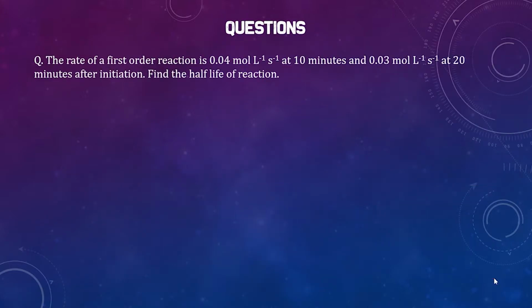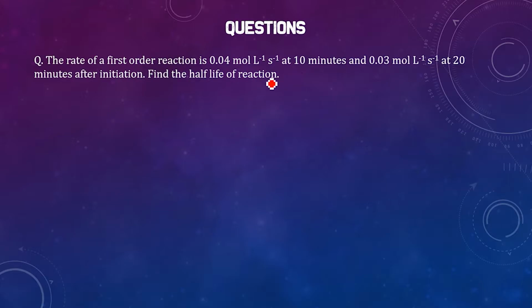The next question is, the rate of a first order reaction is 0.04 mole per liter per second at 10 minutes and 0.03 mole per liter per second at 20 minutes after initiation. After 10 minutes it was 0.04 and after 20 minutes it was 0.03 mole. So find the half life of the reaction. How will you do it?